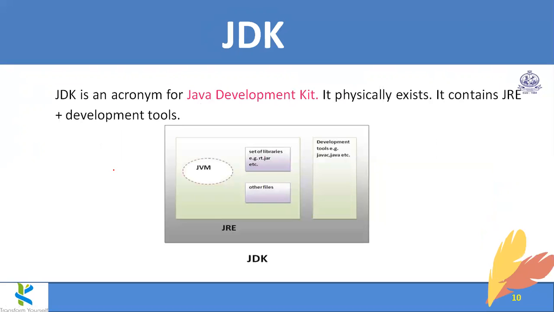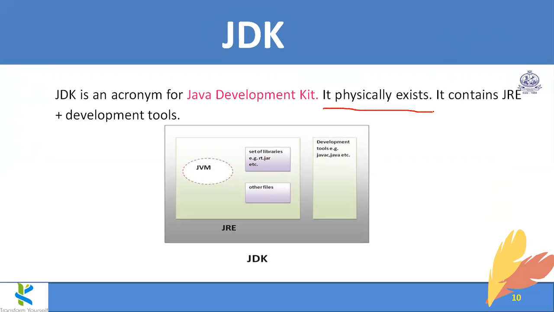Now JDK. JDK is expanded as Java Development Kit. So this is the original software we should install. If this software is installed in our machine, we can run the Java program. Just like installing Dev C++ or Borland C++, if that software is installed, then you can run C programs using that compiler. Likewise, this is for Java.